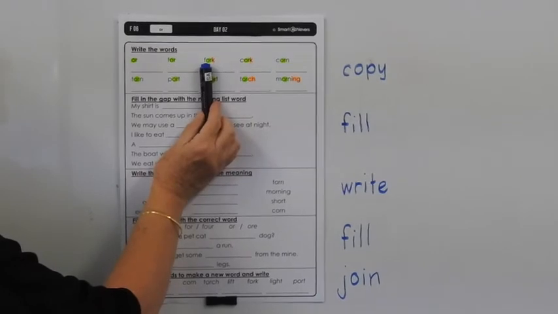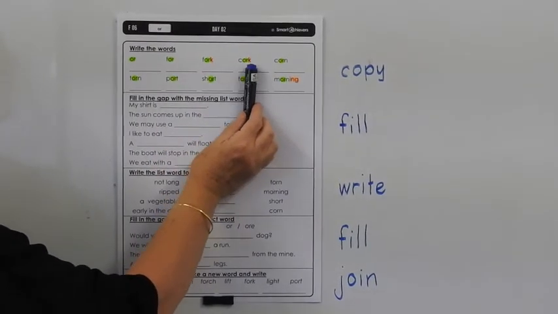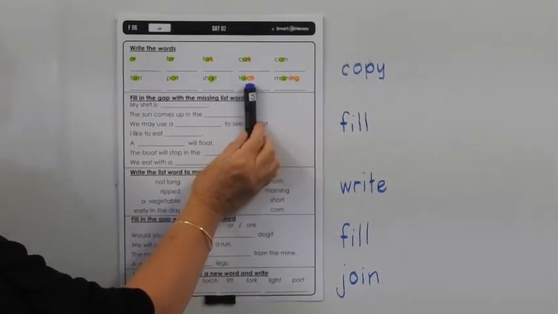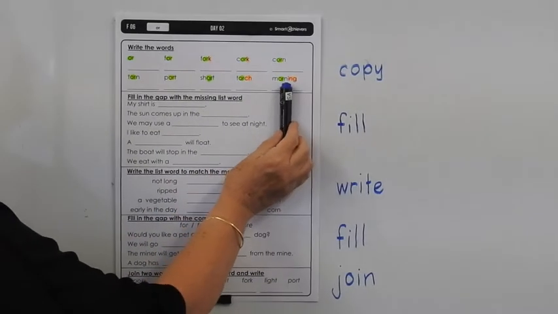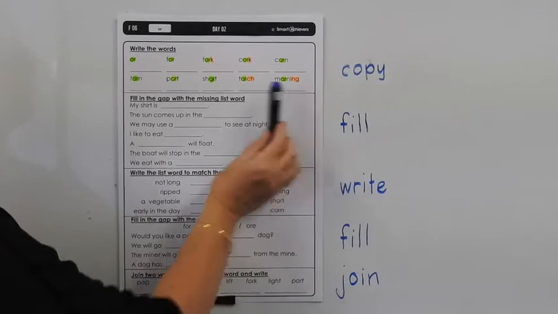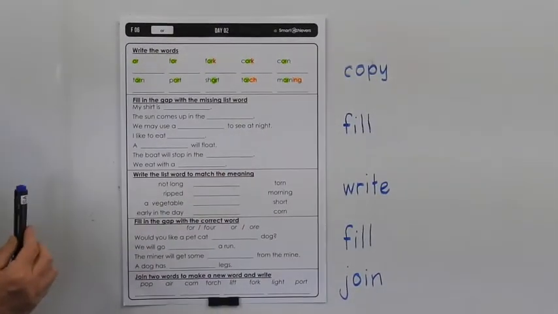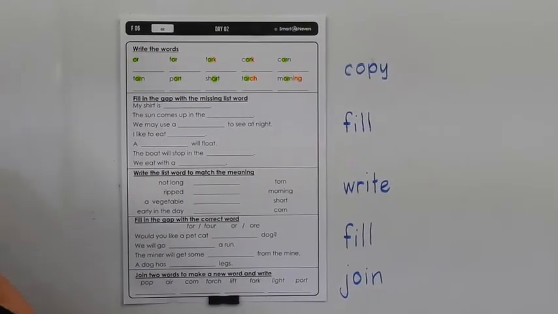We know that after a long vowel sound we use a K for the k sound. So I've got a couple of words with that in, and after a long vowel sound we use ch for the ch at the end of a word. And you know ing, we can add ing to the end of a word, so that's just finishing off that word into morning. Okay, let's have a look at what we have to do on this page.